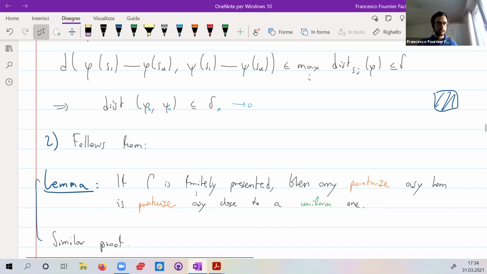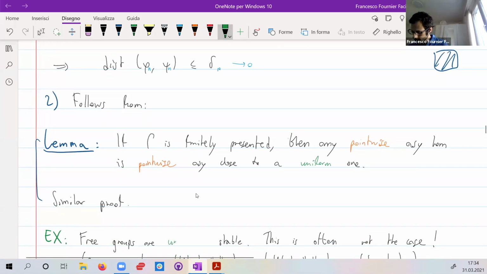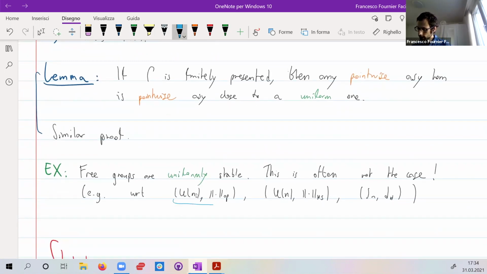An example, which is in itself quite surprising, is that free groups are uniformly stable. So free groups are pointwise stable. This is generally true, but uniform stability is often not the case. For example, it's not the case with respect to unitary groups with the operator norm. This we've mentioned already. The free groups are not uniformly stable with respect to the unitary groups with the Hilbert-Schmidt norm. This is a recent result by Akhtiamov and Dogon. And they are not uniformly stable with respect to symmetric groups and the Hamming distance.